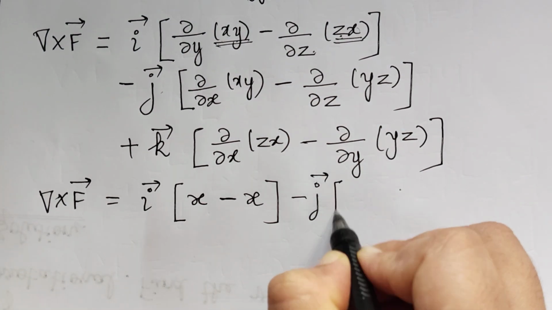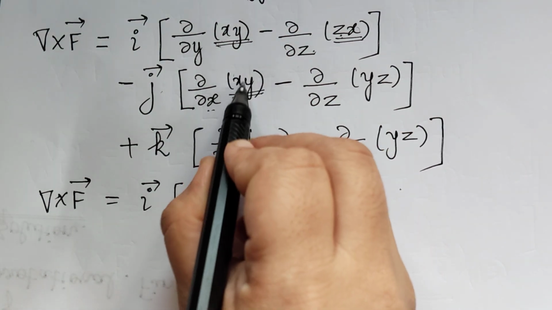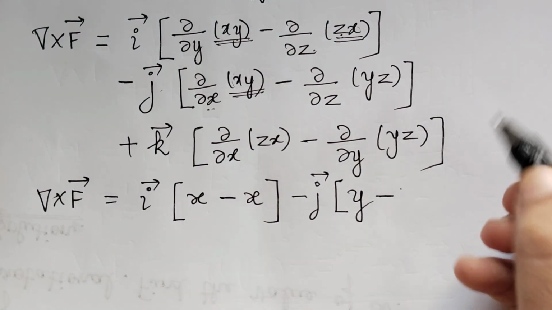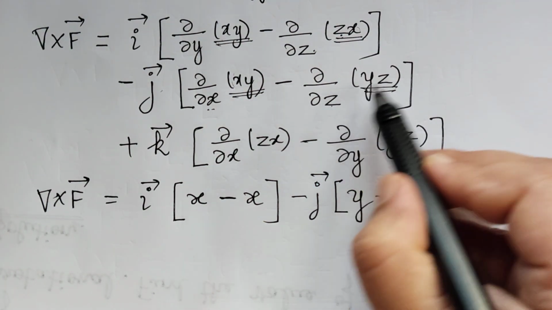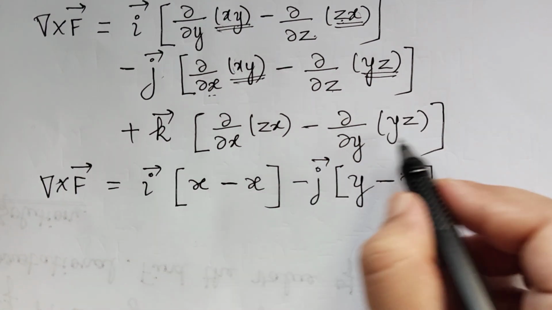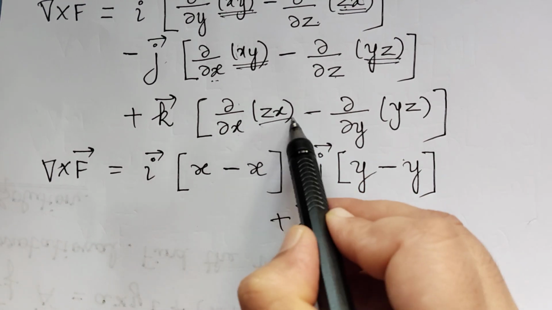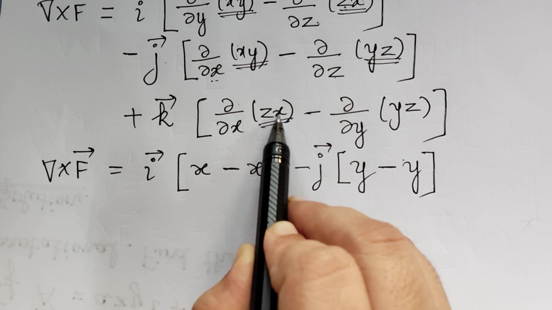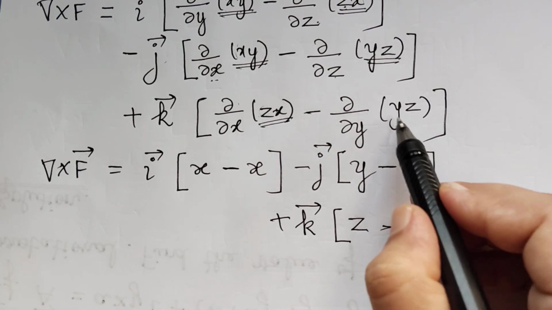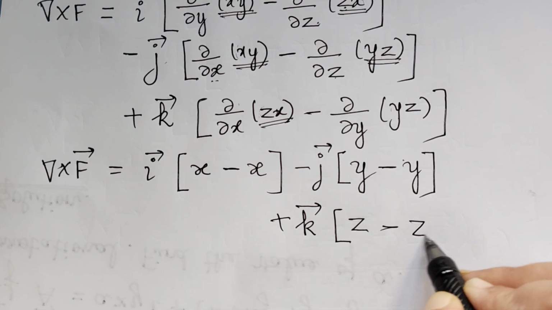j vector multiplied with partial differentiation of xy with respect to x. So on differentiation x becomes 1, so multiplied with y, so y, minus partial differentiation of this with respect to z, so y we will have here. And then plus k vector multiplied with partial differentiation of this with respect to x. Differentiation of x will be 1 and the product we have z, so we should write z here, minus partial differentiation of yz with respect to y. So the differentiation of y is 1 and so we will be having z.